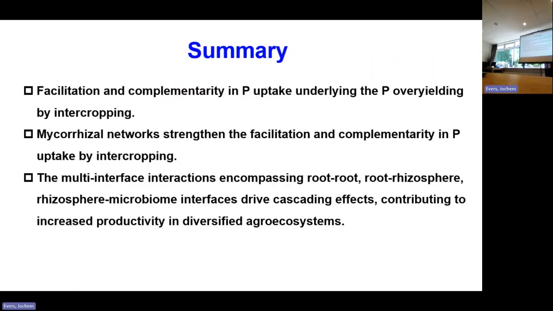Okay, in summary, facilitation and complementarity in P uptake underpin the P overyielding by intercropping, and mycorrhizal networks strengthen the facilitation and complementarity in P uptake by intercropping. The multi-interface interactions, encompassing the root-to-root, root-rhizosphere, and rhizosphere-microbiome interfaces, drive the cascading effects, contributing to the increased productivity in intercropping.